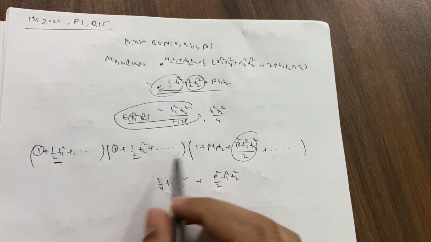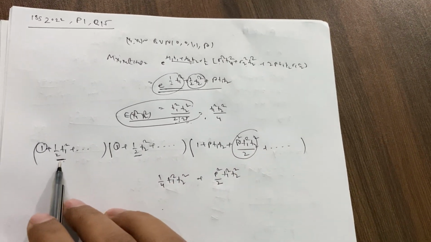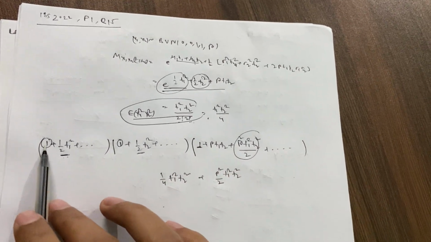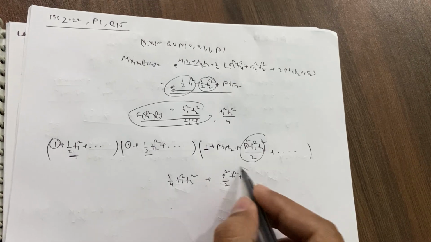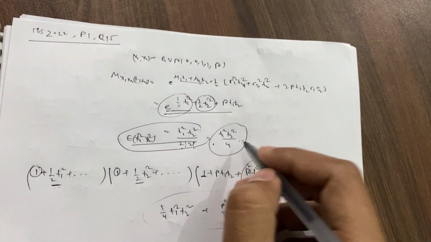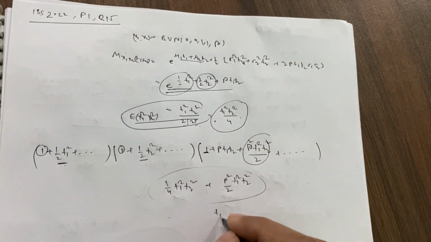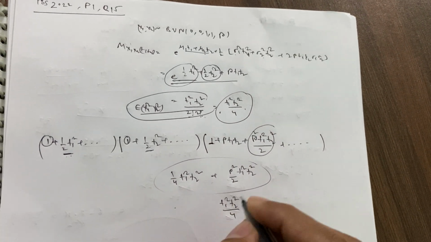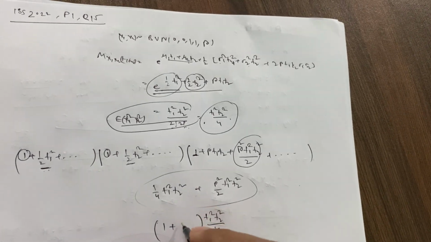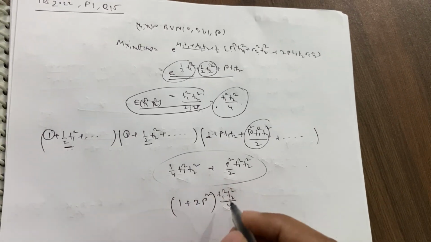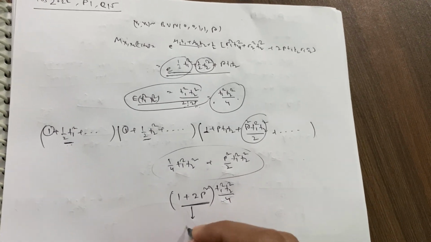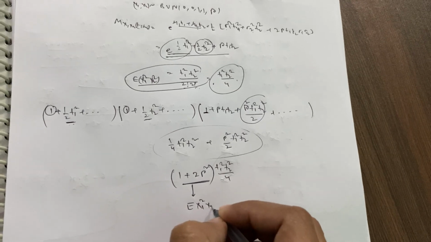So these are the two possible ways. The first way is the first term multiplied by the second and the third, and the second is 1, 1 and this one, so we get this. Now we need to find the coefficient, so take t1 square t2 square divided by 4 common: here will be 1 and here will be 2 rho square. So the coefficient of t1 square t2 square divided by 4 is this, and this gives me the value of the expectation of X1 square X2 square.